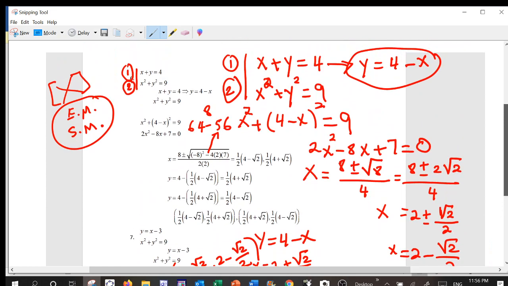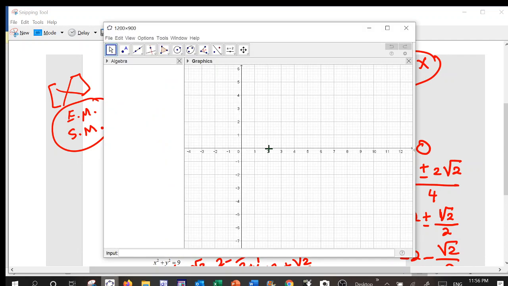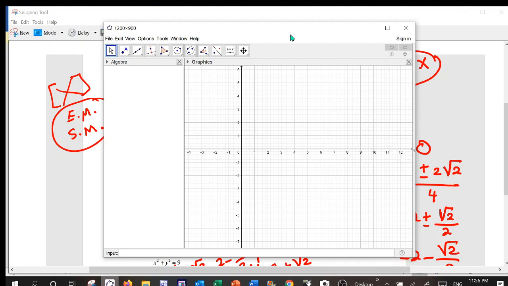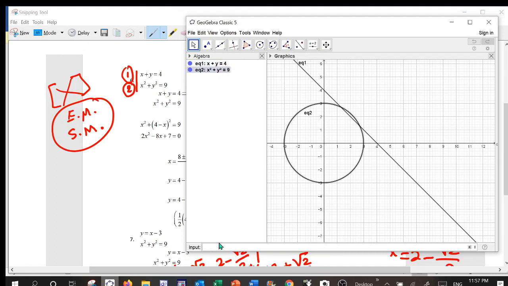So what I'm going to do, I'm going to see if I can graph them and show you what they look like. So the bottom one is a circle and the top one is a straight line. So we are going to graph it like that. So let's do that. The top one is just x plus y equals 4, which is a line. And the bottom one is just x squared plus y squared equals 9, right?